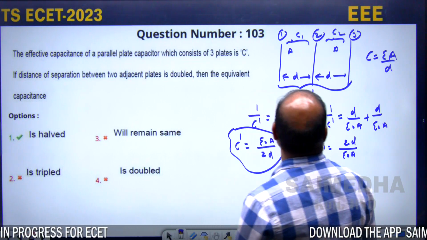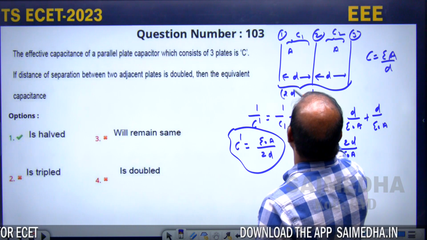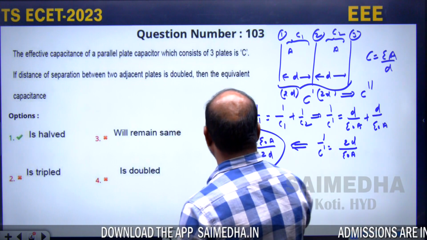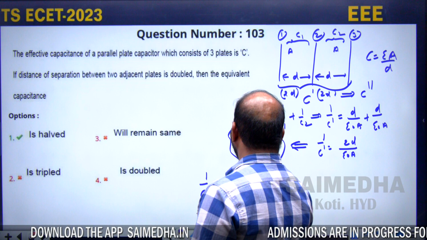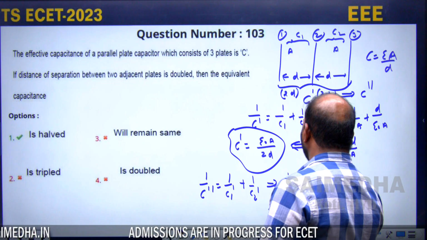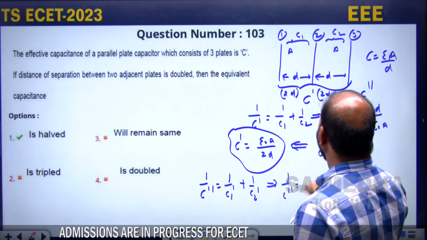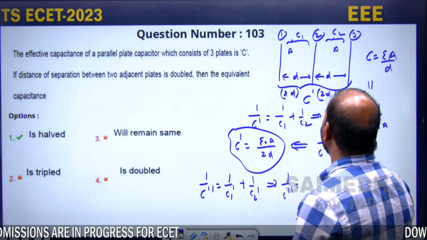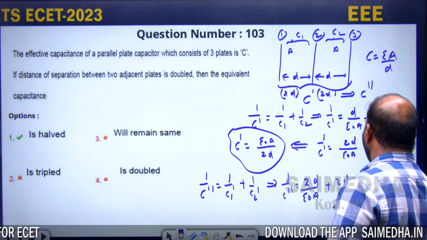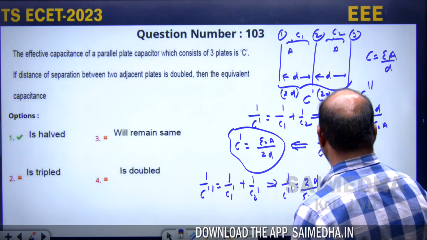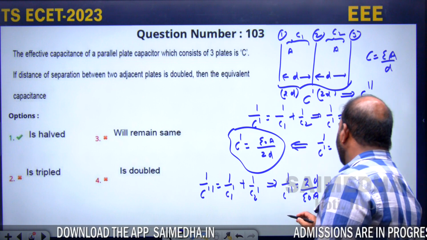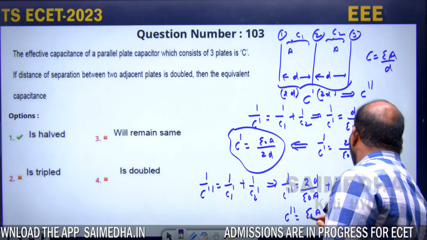Later, this distance has been doubled. Let us consider the equivalent capacitance is C double dash. Then 1 by C double dash is equal to 1 by C1 dash plus 1 by C2 dash, which means 2d by epsilon naught A plus 2d by epsilon naught A. There is no change in area of the plates, just the distance is doubled. This is 4d by epsilon naught A, so C double dash is equal to epsilon naught A by 4d.